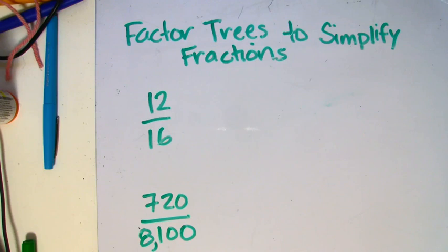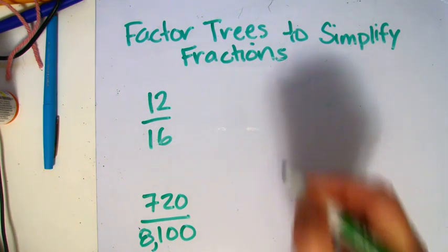In this video, I'm going to show you how to simplify or reduce fractions to lowest terms using factor trees and changing factors into prime numbers. Let's start with an easy fraction, 12/16. So what we'll do is we'll factorize 12 and 16 using the tree method.